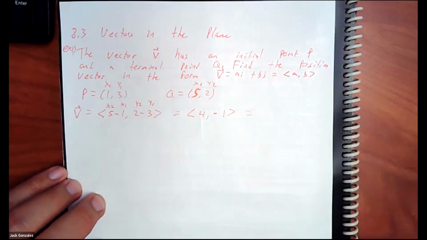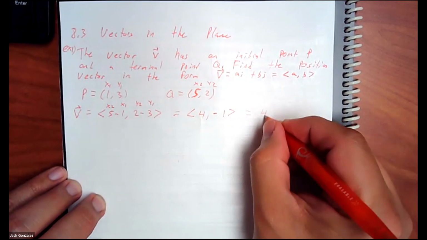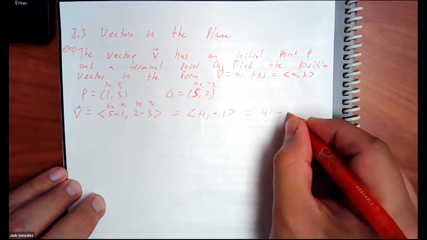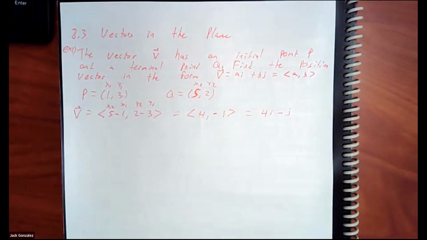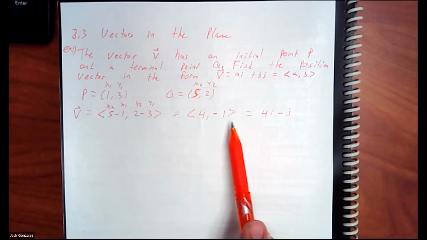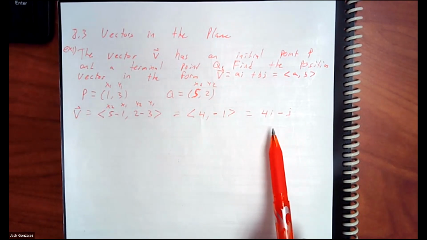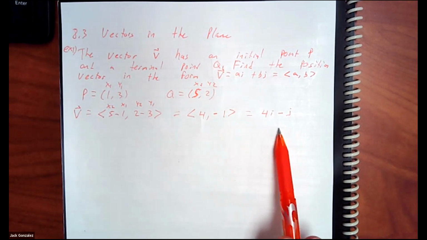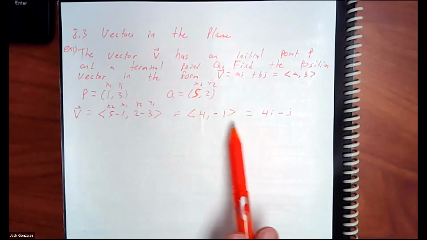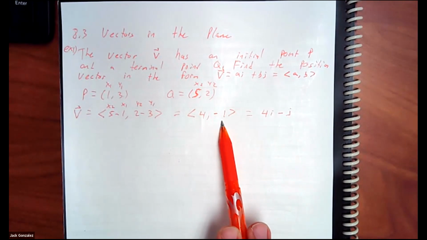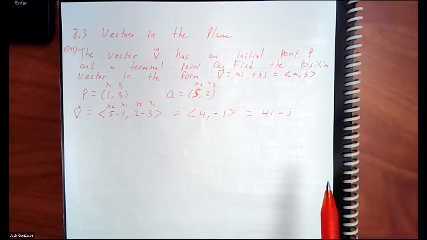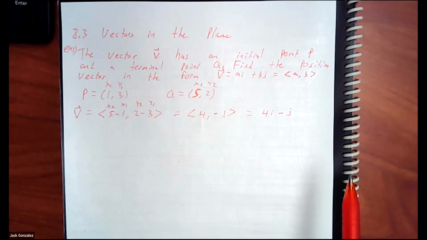Which is the same as 4i minus 1j. So either notation is fine. The homework and book is going to use both, so know that these are the same. If they have the angle brackets, this is the i and the j. And if we were in 3-dimensional space, you'd have a k, but we're not going to go there. Well, maybe, I forget. We're not going to do much applied stuff, but we might discuss it.